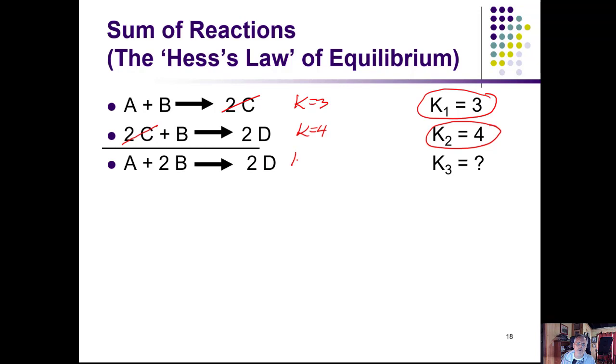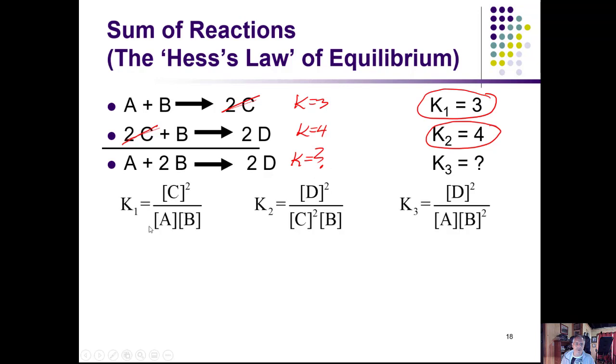What we're looking for is what is this equilibrium constant. Here's how you can get it rather easily, since you already know the equilibrium constant for the first two reactions.